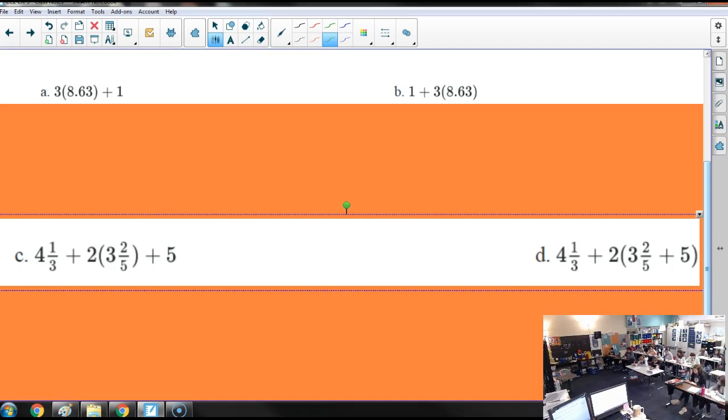Share values. So instead of just asking, can I have that calculator, you could just say, hey, did you do 3 times 8.63? What is that? You can share values with each other.